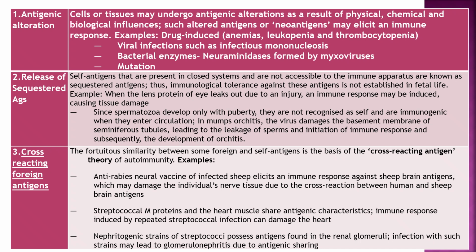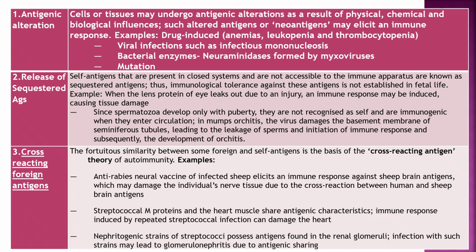Mutation. Second, release of sequestrated antigens. Self-antigens that are present in a closed system are not accessible to the immune apparatus, known as sequestrated antigens. So immunological tolerance against these antigens is not established in fetal life. Example: lens protein of the eye leaks out due to injury, an immune response is induced and causes tissue damage.